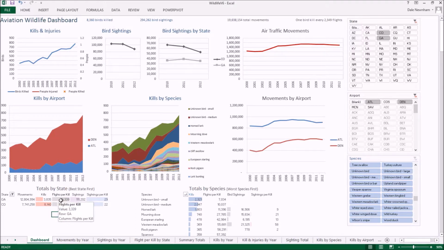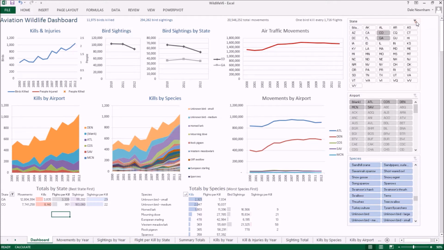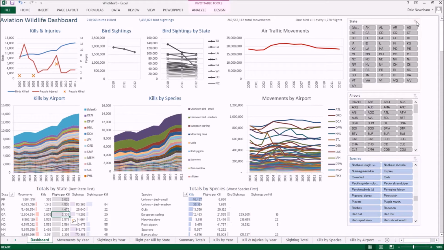So which species is most impacted? I'll clear the airport slicer and the state slicer. And we can see then basically all of the data within the analysis. And you can see that the European starling and the mourning dove, that's an unfortunate name, and gulls are really the top species that are experiencing kills. Although some birds, these unknowns, can't be actually identified because they've been processed through a jet engine, so it's hard to identify the species. So anyway, what about the snowy owl?